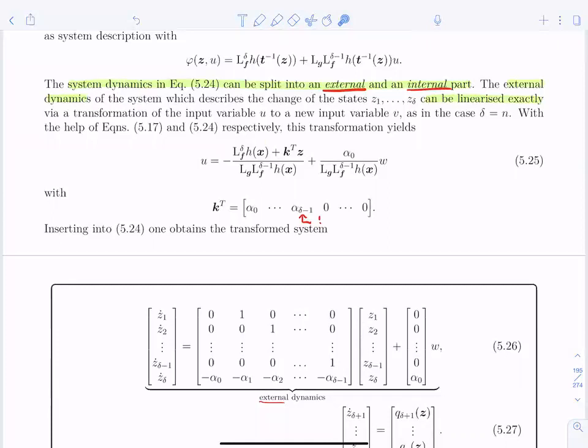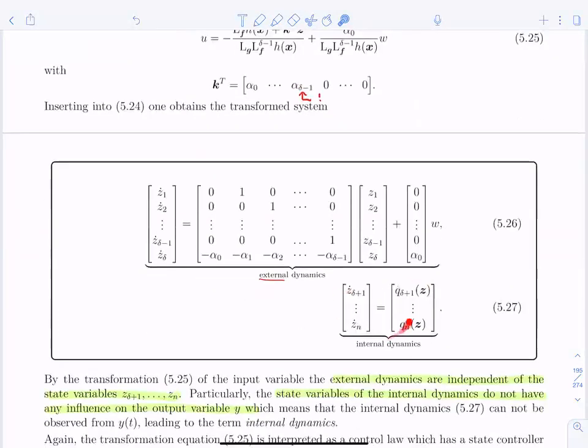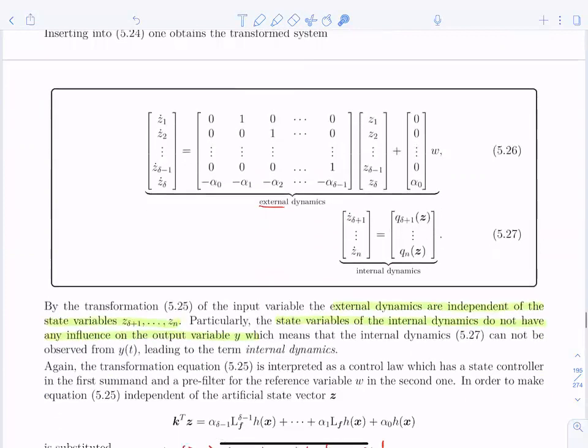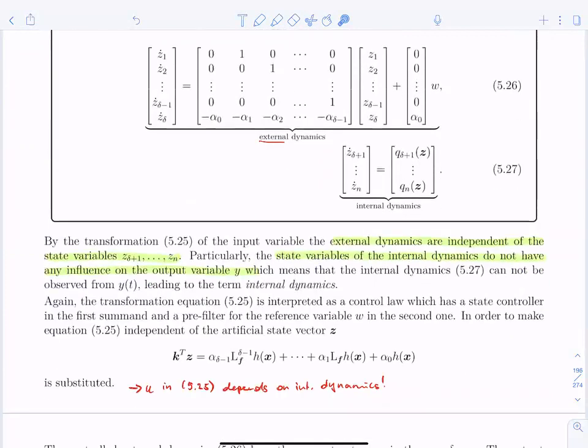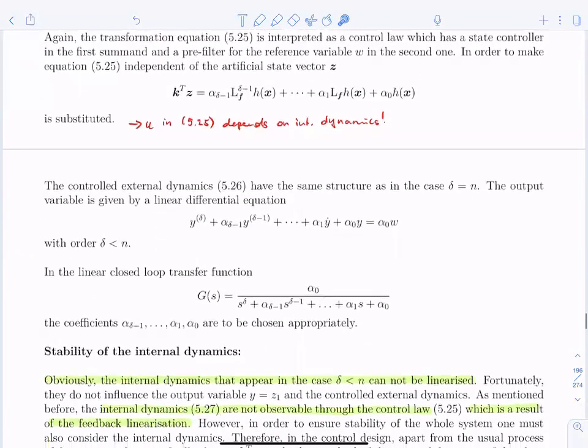So it might be the case, and this is the dangerous thing in this situation, that you get a very nice behavior of the output. The output follows a certain trajectory, but in order to do so, the input might grow to infinity. So you really have to care about the stability of the internal dynamics. This is very important. It's also found here in the text. Again, I just mentioned here, u depends on the internal dynamics. So you have to look after the internal dynamics.